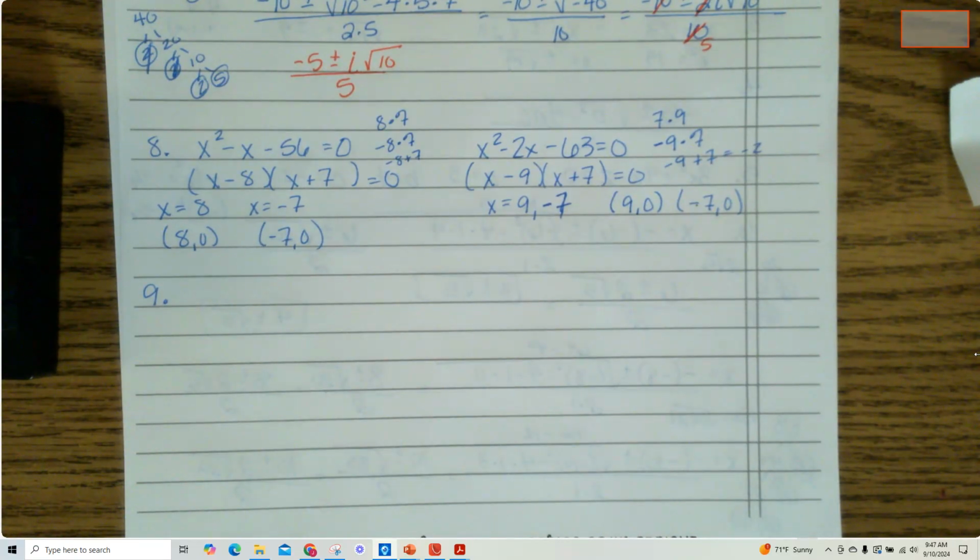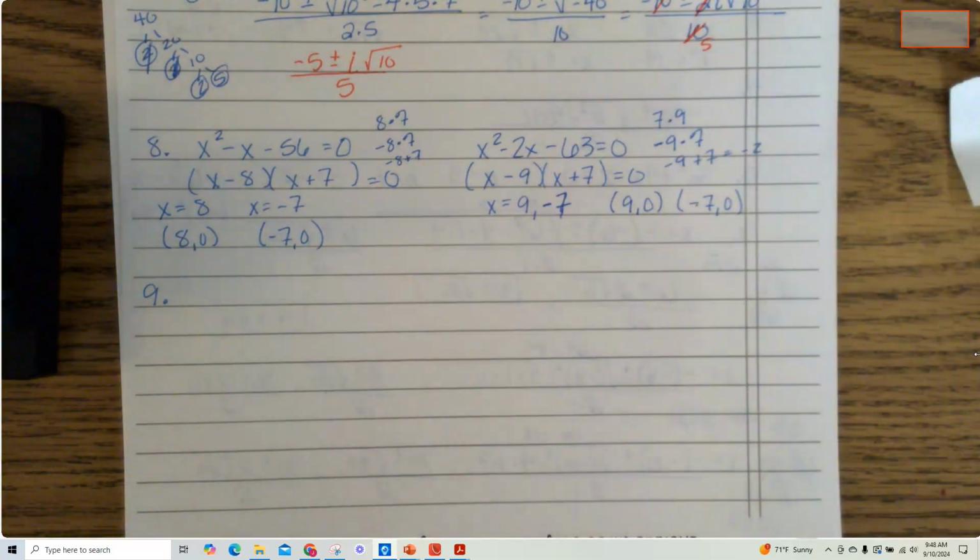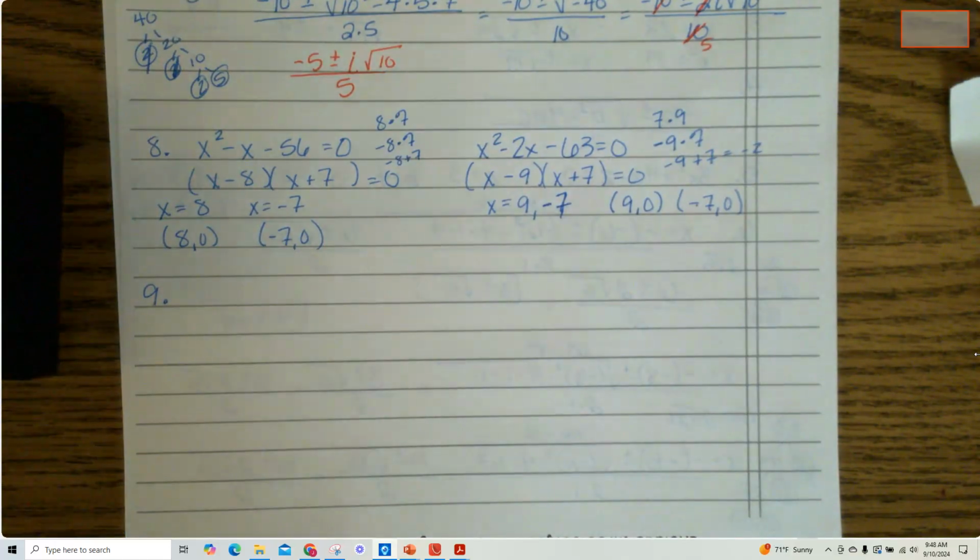It's not negative 5 and 2, it's positive 5 and negative 2. Flip the sign when you're solving. It told me the equation was right. It is. But the solutions, the signs flip. All right, number 9.